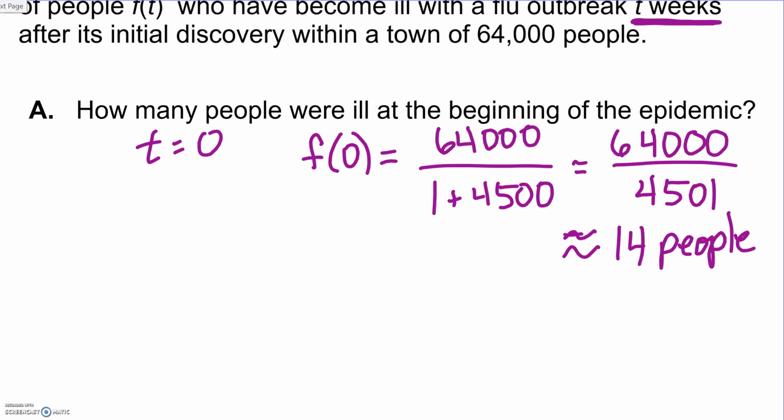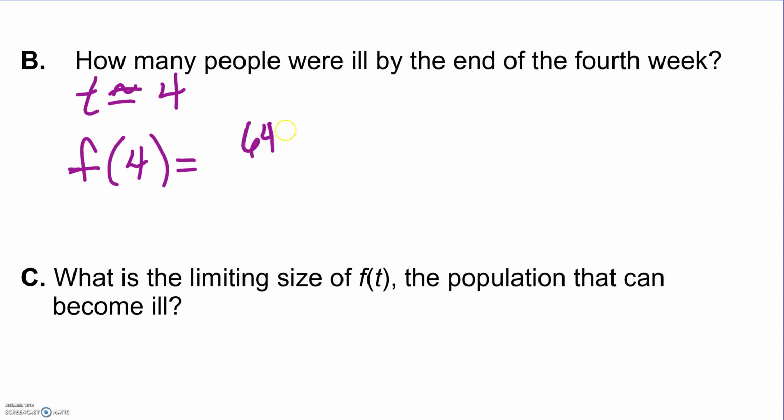Let's see, do I have part B on the next slide? I don't know. Yes, I do. The next question says, how many people were ill by the end of the 4th week? So there you're just saying what happens when t is 4. So let's just put in 4 in place of t and find f of 4. So that's going to be 64,000 divided by 1 plus 4,500 times e to the negative 1.2 times 4.